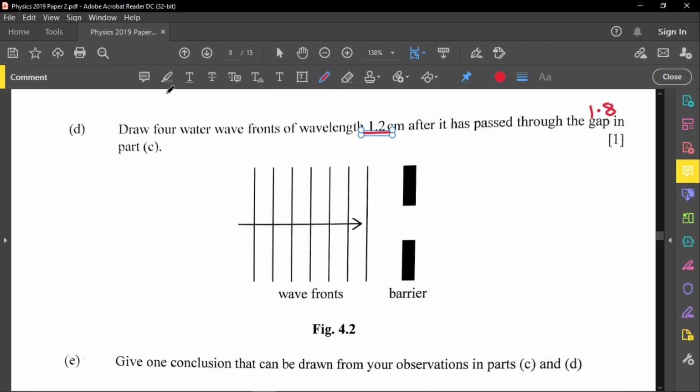Okay? So if the gap is larger than the wavelength, the opposite is true: the wavefronts will not bend as much as the previous, because again, with bigger gaps, if the gap is bigger than the wavelength, the wavefronts will not bend as much. So we can draw them like this, not too much bending taking place. I just want to draw them with slight bending at the ends.